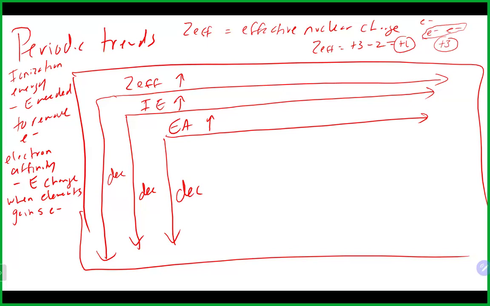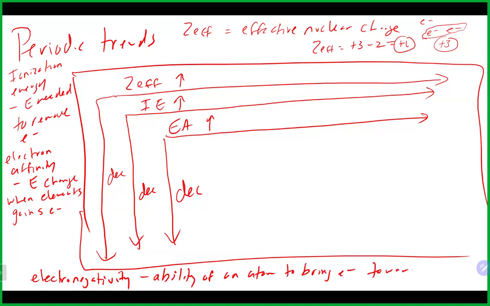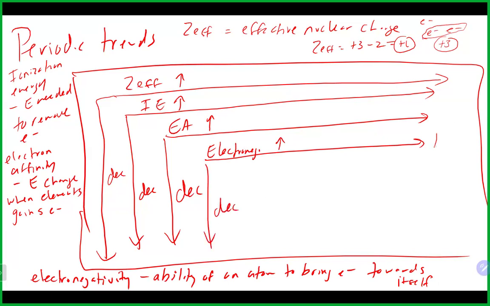That's not to be confused with our other friend, electronegativity. Electronegativity is the ability of an atom to bring electrons towards itself. On the periodic table, it increases as you go up and to the right and decreases as you go down, although it's not drawn correctly here. Fluorine is the most electronegative. Fluorine is actually way up here, but it's the most electronegative element you could have in this case.